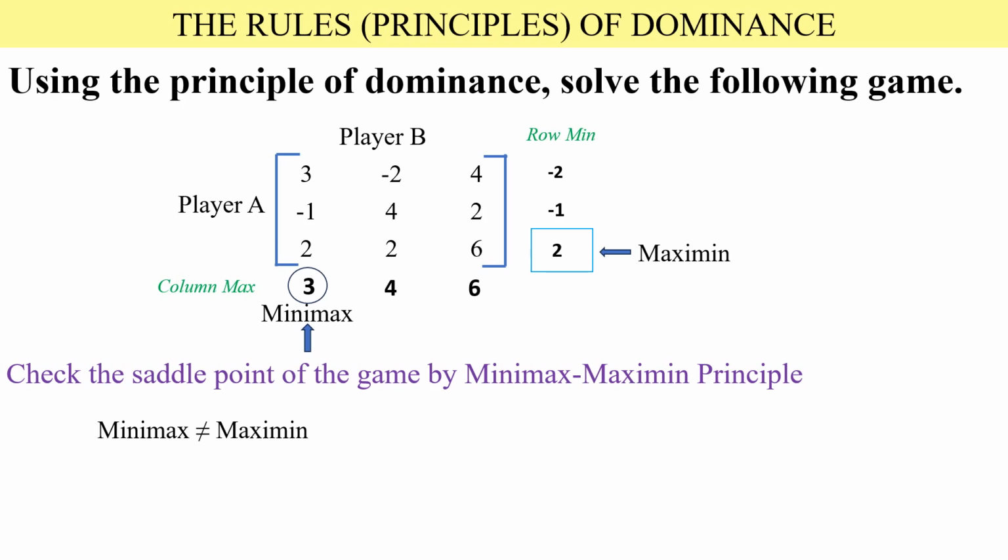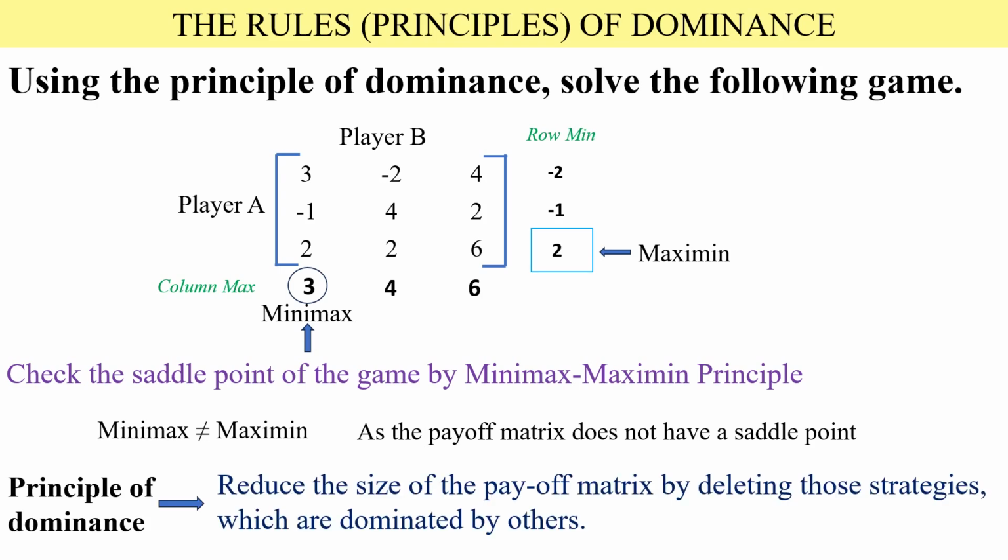And here, the mini-max value is equal to 3 and the maxi-min value is equal to 2. The mini-max is not equal to the maxi-min. So the given payoff matrix does not have a saddle point. Next, apply the dominance rules to reduce the payoff matrix size. Then solve the payoff matrix.